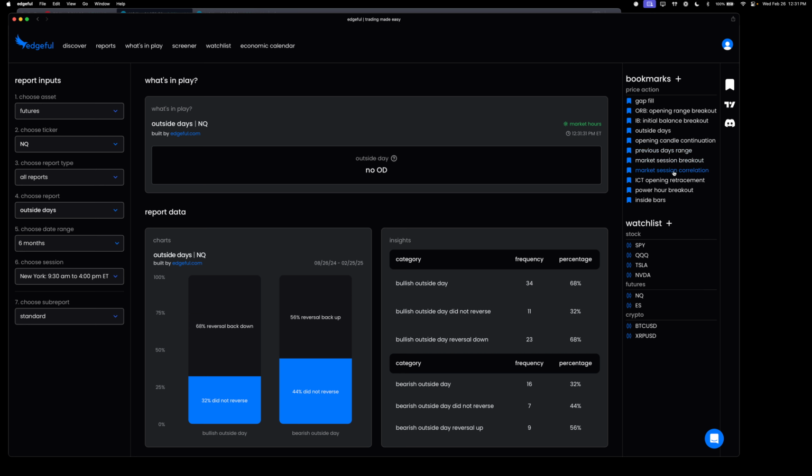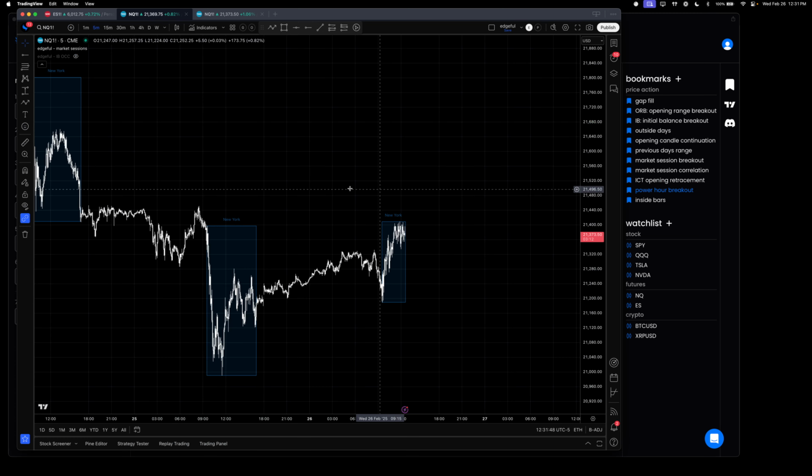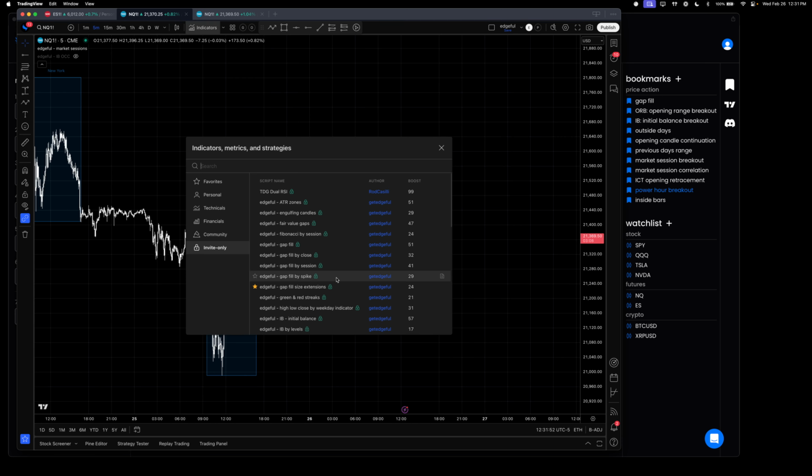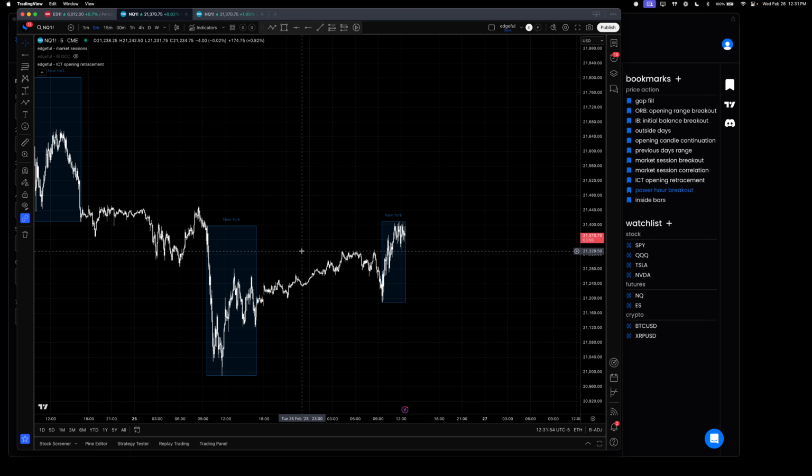Market session breakout, market session correlation. Compare the London to the New York session, or any session you want. You can compare anything. I really recommend checking those out. And then the ICT opening retracement. This is something that marks how often price will retrace back to the midnight opening price at some point within the session. So we also have an indicator for this, like we do for most reports.